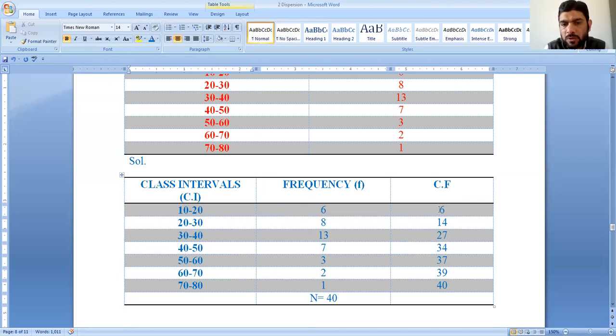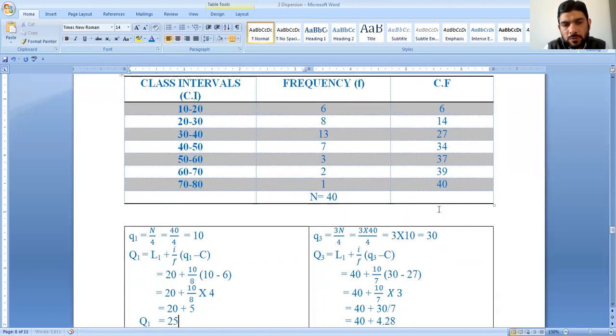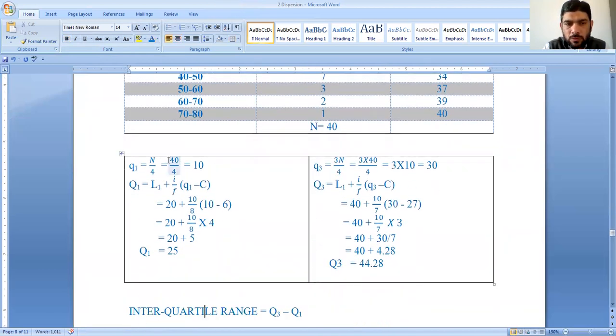Percentile range, we have to find out P10 and P90. Now in the same manner, we will find out P10. P10 is equal to 10n upon 100. For percentiles, we have to divide by 100. Now it will be 10 multiplied by 40, because n is 40, divided by 100, it will be 4.